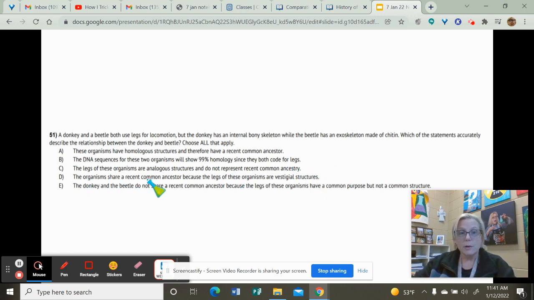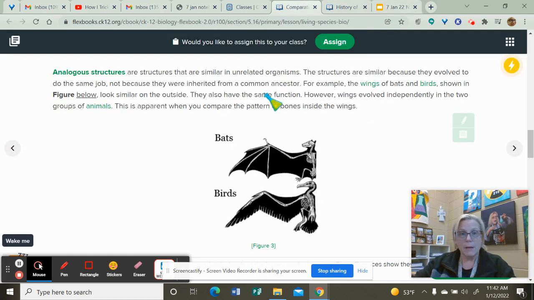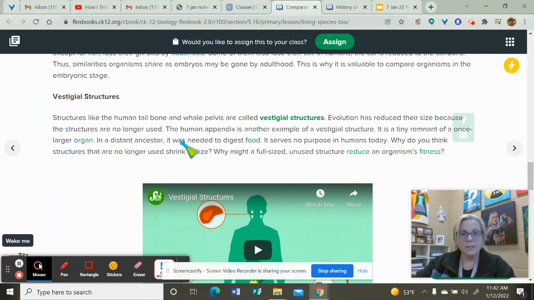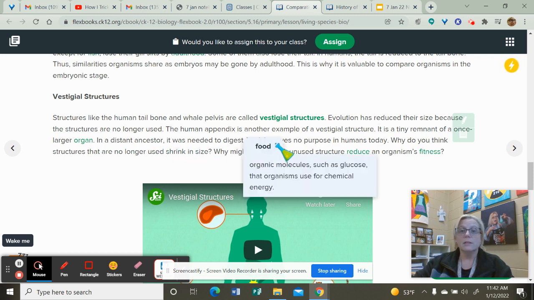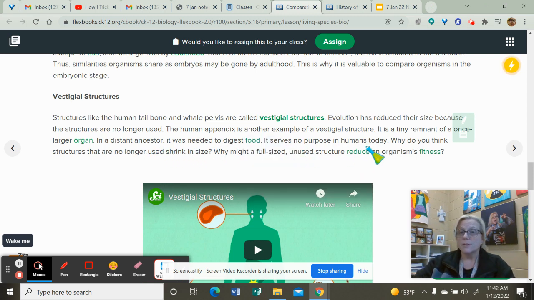D, the organisms share a recent common ancestor because the legs of the organisms are vestigial structures. Well, remember, vestigial structures, we talked about this. I'm going to go back down and read what a vestigial structure is. Structures like the human tailbone and whale pelvis are called vestigial structures. Evolution has reduced their size because the structures are no longer used. The human appendix is another example of a vestigial structure. It is a tiny remnant of a once larger organ. In a distant ancestor, it was needed to digest food, but it serves no purpose in humans today.